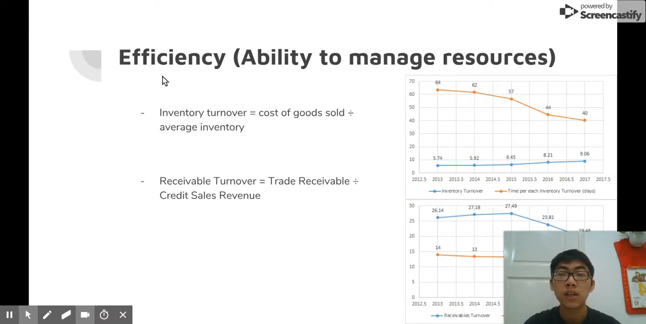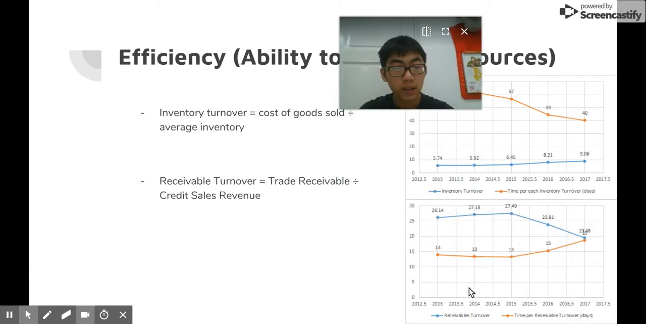Next, to talk about the efficiency of this firm, I want to use two main ratios: inventory turnover and the receivable turnover. Here we can see the inventory turnover is increasing, which means the days for each inventory turnover increase, and the amount of time turning over decreased annually.